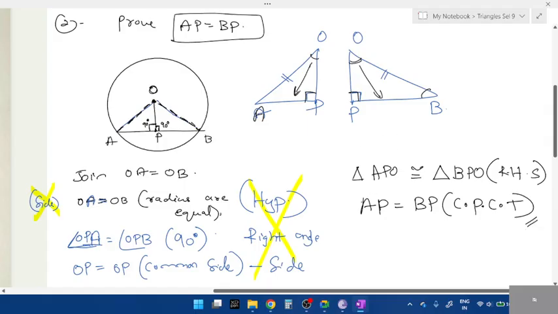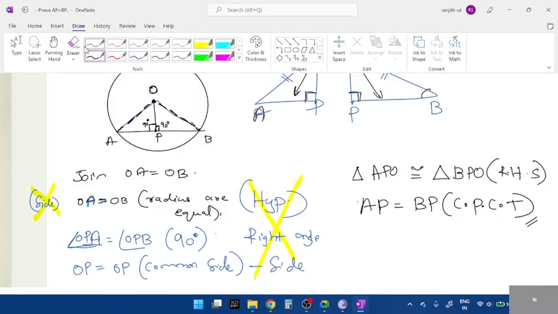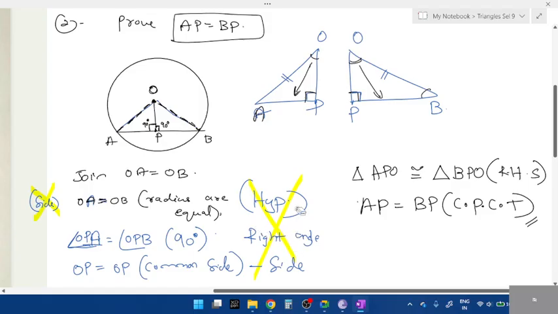Did we prove it? Is this clear, students? Understood? Any doubts? Okay. Now you all can complete it. When I'm teaching, don't write anything. First listen. All the questions are tricky. It's a tough chapter.